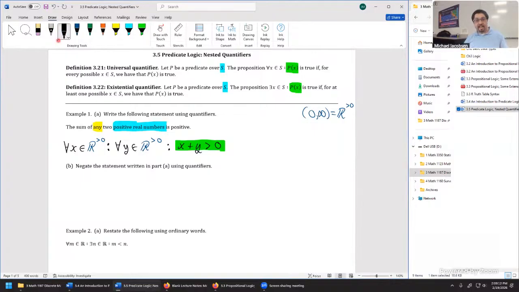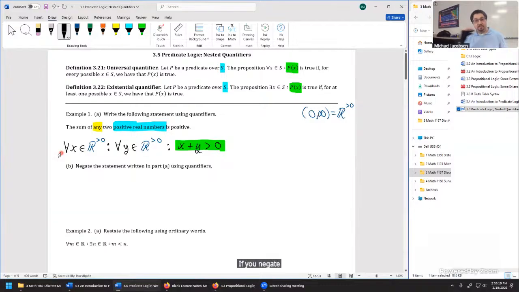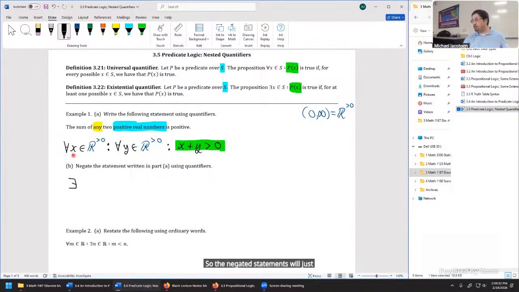Okay, now we're negating it, but we've been practicing that all along in the last section, 3.4. If you negate a quantified statement, even if there are nested quantifiers, the same rules apply. Both of these are going to flip. If there's an existential here, it would flip as well. So the negated statement will just be, there exists X in the set of positive real numbers. There exists Y in the set of non-negative real numbers.